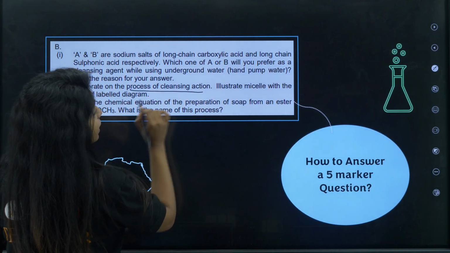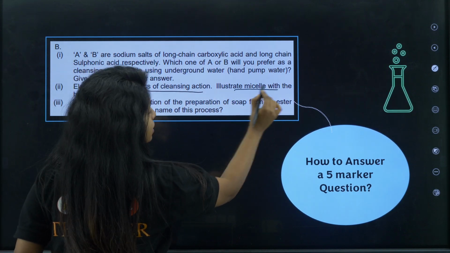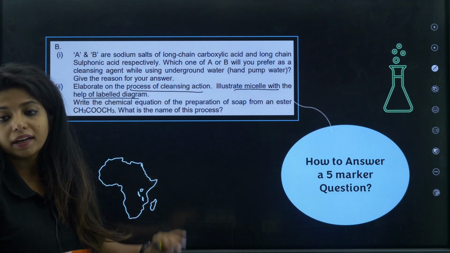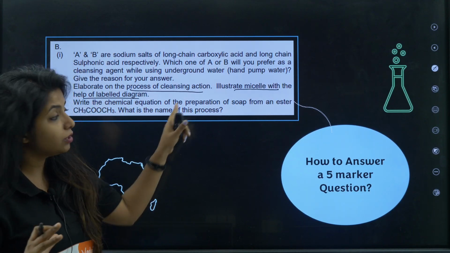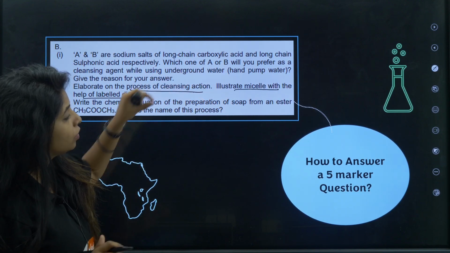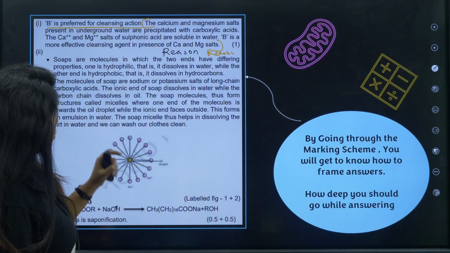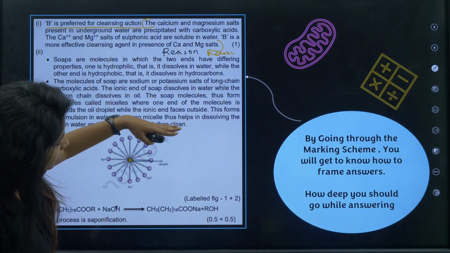Obviously it will be bigger, so write everything that is needed and illustrate micelle. This is a supporting statement. They are not asking you to draw the micelle directly and explain. So this is something that supports this question. Basically give more priority to the first part and then to this part, but anyway you have to make it. So the thing that you did is you wrote the whole answer that was needed.